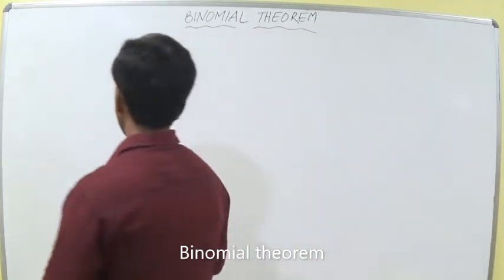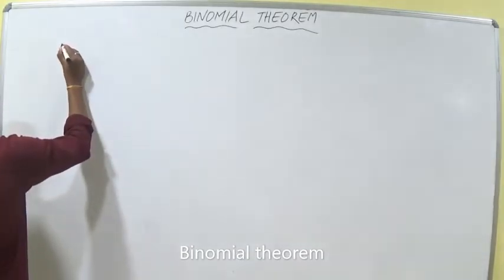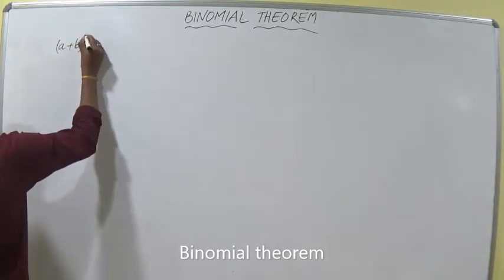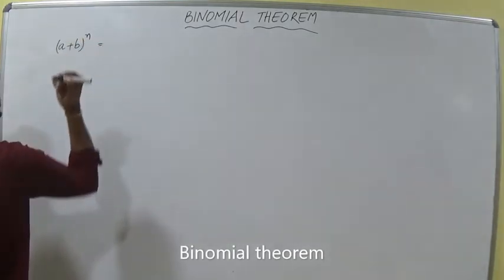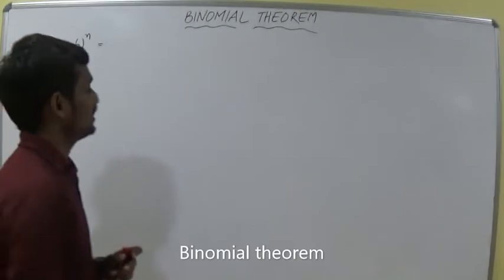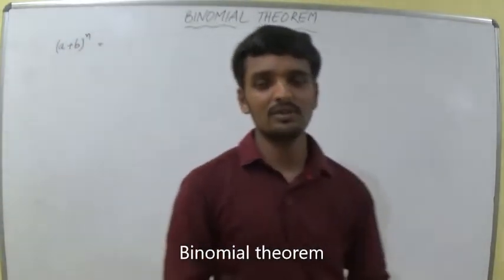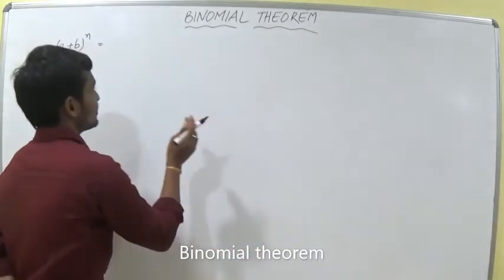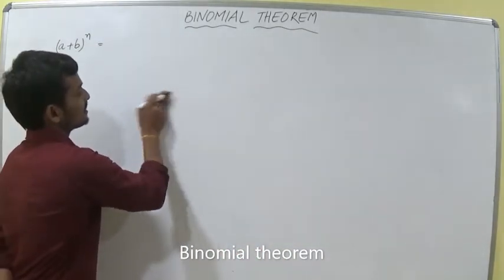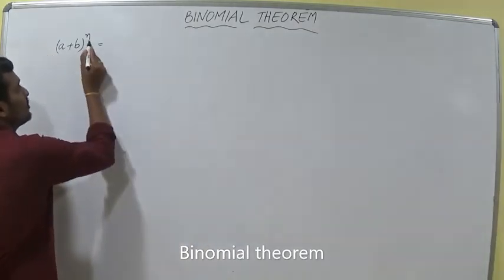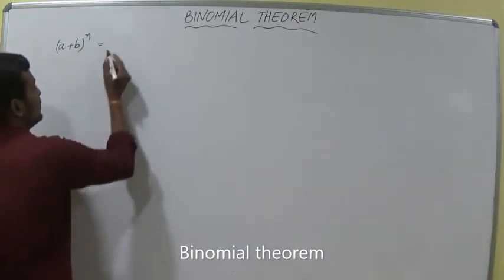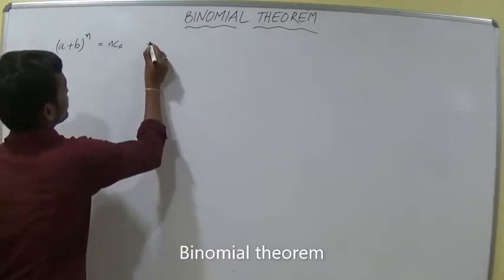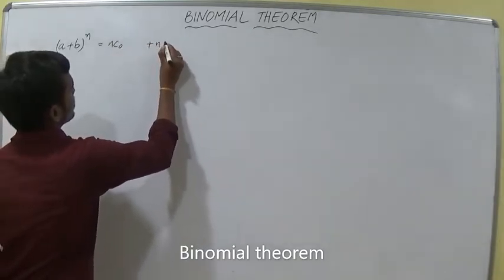In the last class we discussed the binomial theorem (a plus b) whole power n. What is n here? n is any positive integer. So we can write the binomial theorem. We discussed it in the last class, but I will explain again. What is the coefficient? What is the exponent here? n.